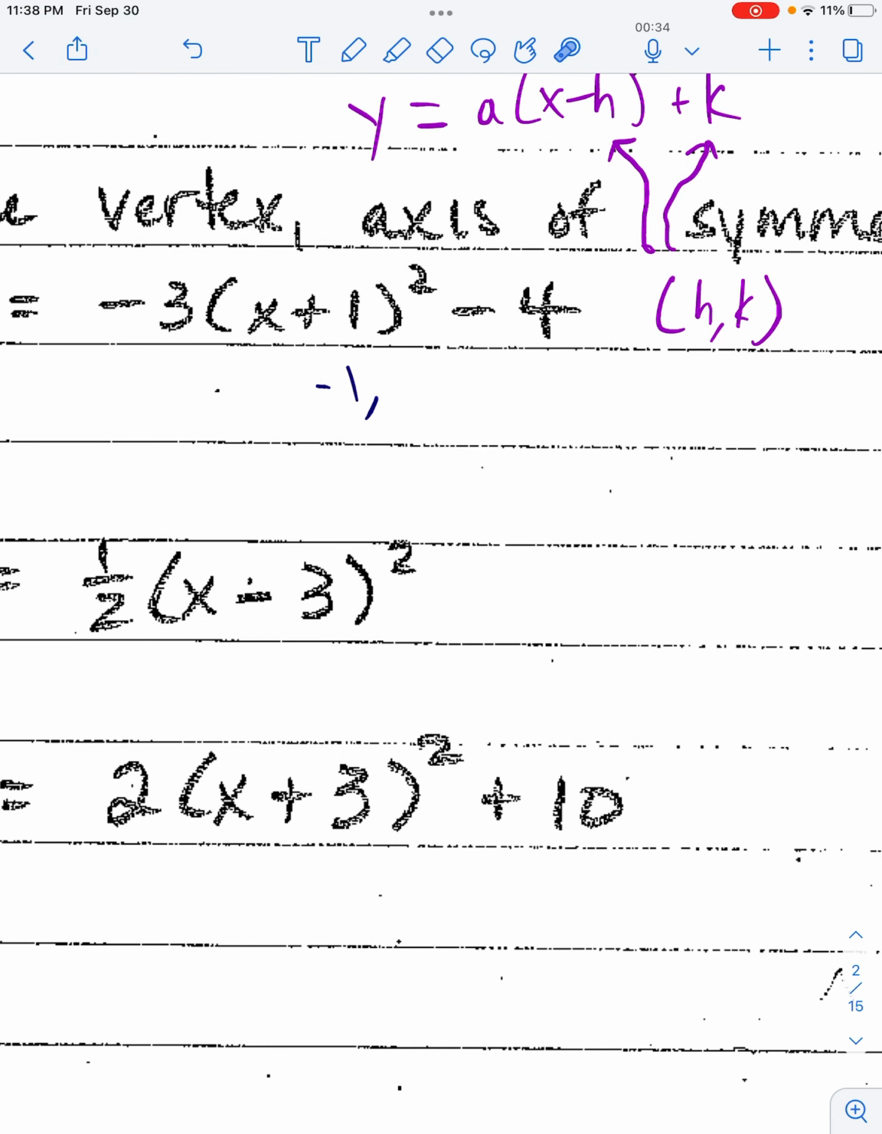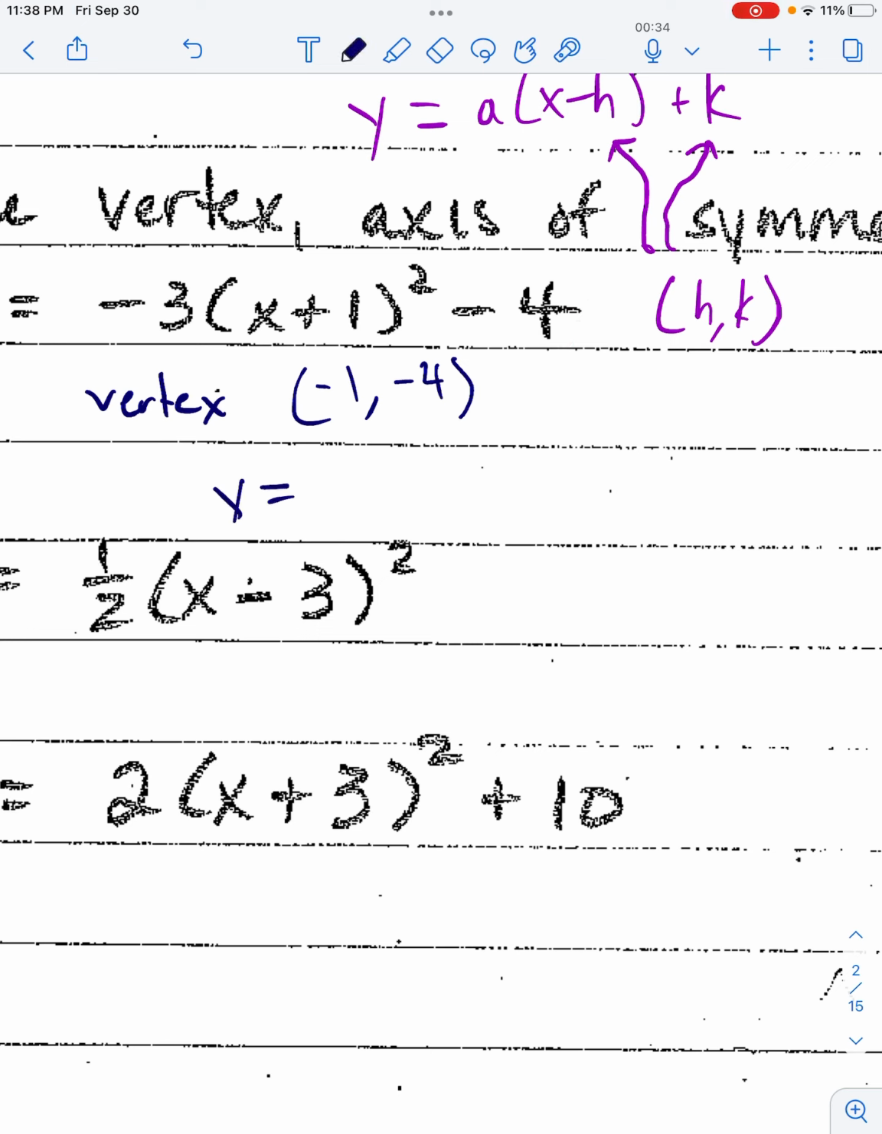And then for my k, I look at the number that's being added or subtracted outside the parentheses, and that number is my k. So negative 1, negative 4, okay? So this is going to be my vertex: the opposite of the number that's in here, comma, the number that's out here. Okay, that's my vertex. My axis of symmetry is just going to be x equals, and then the x coordinate of my vertex. Okay, it's a vertical line that passes through my vertex.